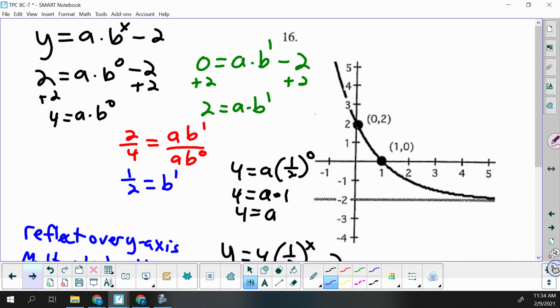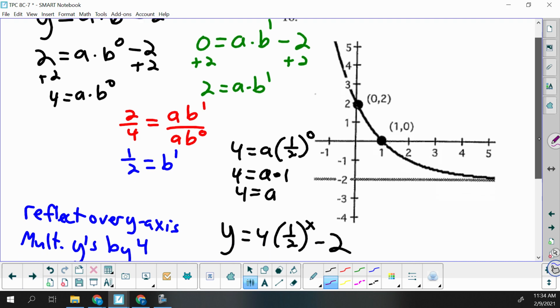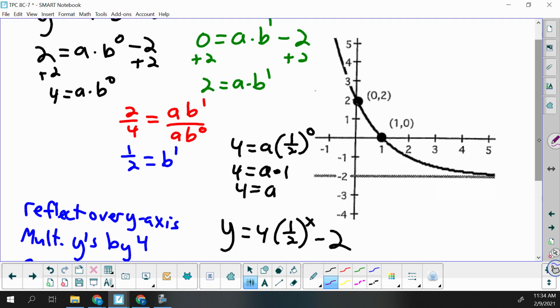Next one, we had a -2 at the end. Fill in your x and y values. Add the 2 over first. When you divide, you should end up getting b as a half. Sub that half back in, probably easiest to do into the one that had an exponent of 0. Work through, you get a is 4, so you have 4 times 1/2 to the x minus 2.